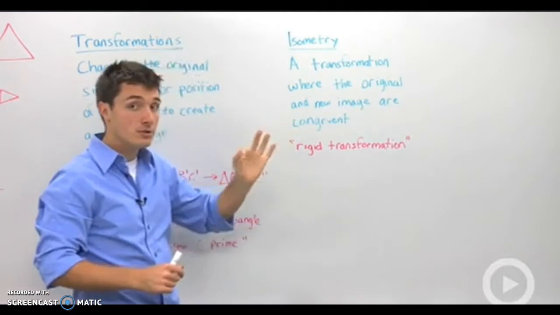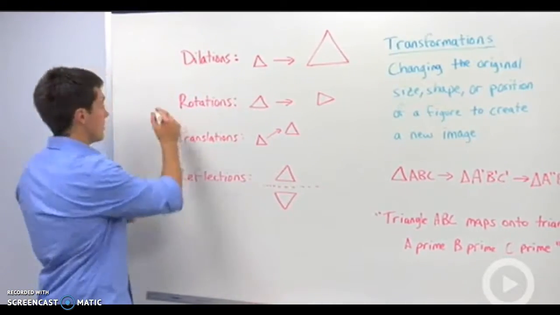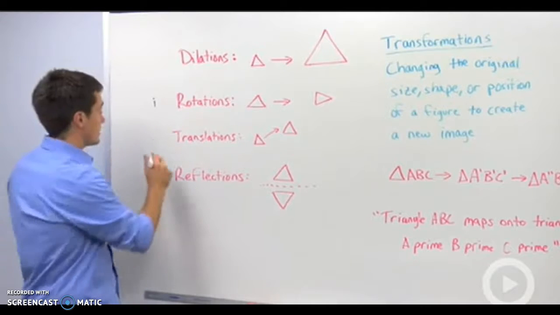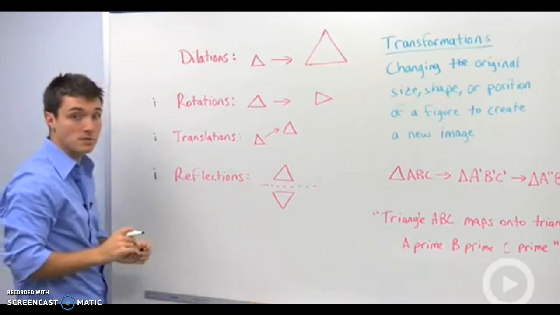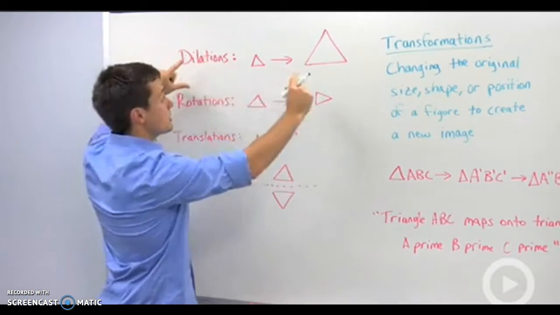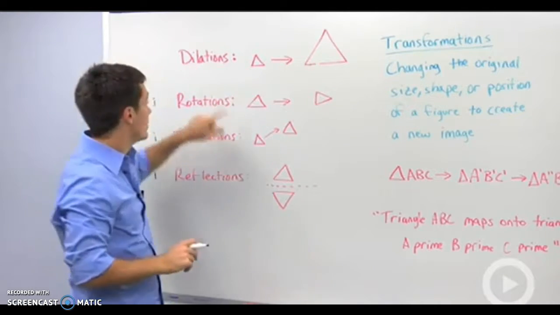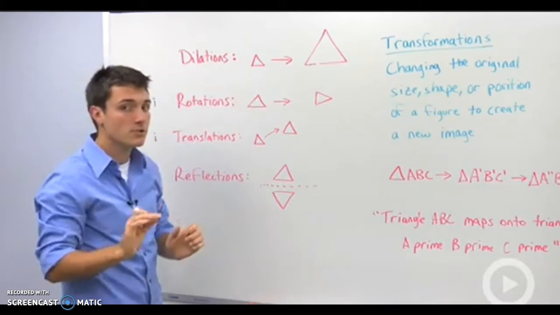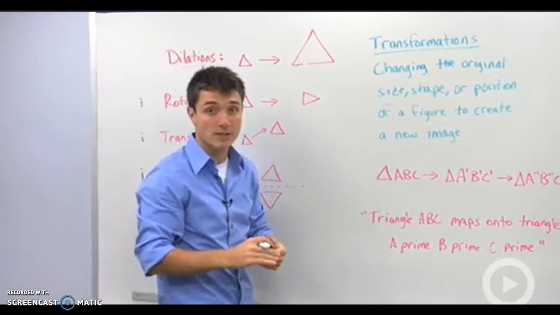So only 3 transformations are isometries. Rotations, I'm going to write an I, are isometries. Translations are isometries. And reflections. The reason why dilations are not isometries is because you're changing the size of the shape. So these two are never going to be congruent when you have a dilation, unless your scale factor is equal to 1.